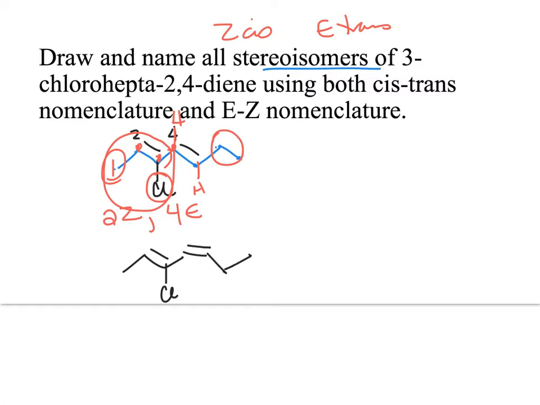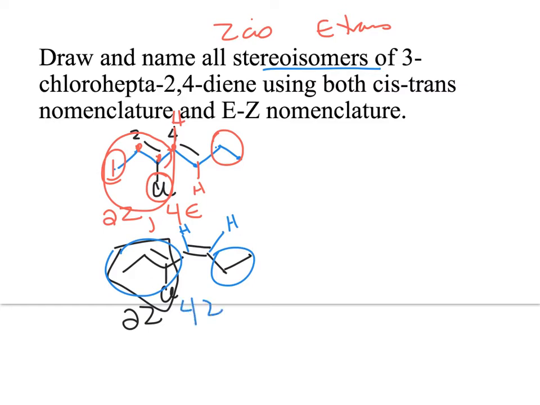Now, to draw these, you can draw the same way here with the chlorine, and then this one would be the same here. Just drew this the same. So this is still 2Z, but this one now, the hydrogen's here and the hydrogen's here. So these are on the same side, so this would be 4Z.